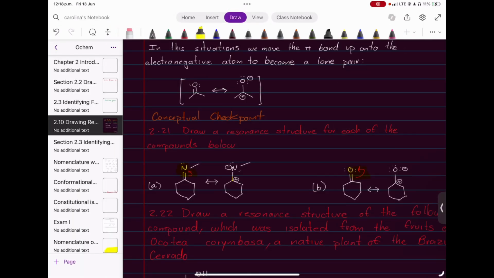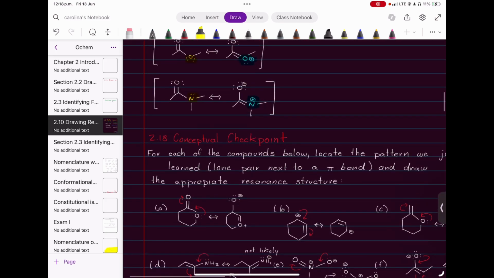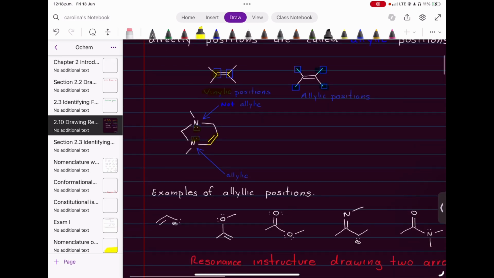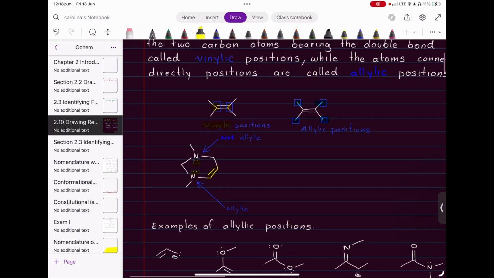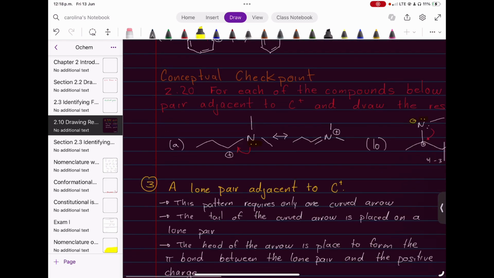And this is organic chemistry. Once again, I want to show you something about resonance patterns and structures. I have 5 bullet points, and I think this is very important because it shows up throughout the semester 1 and 2.